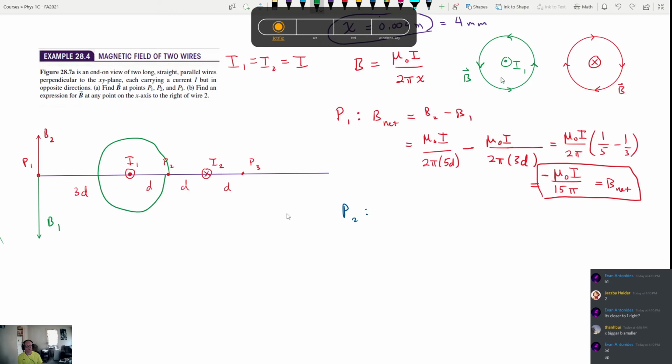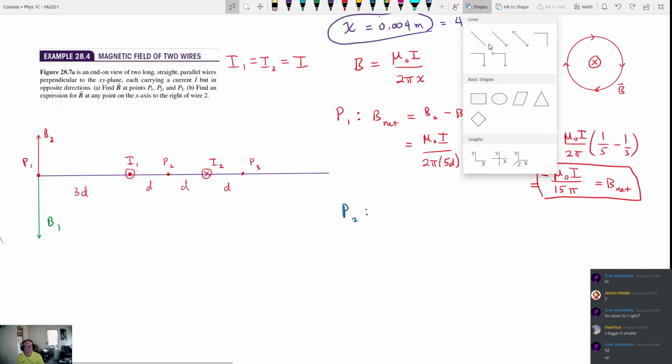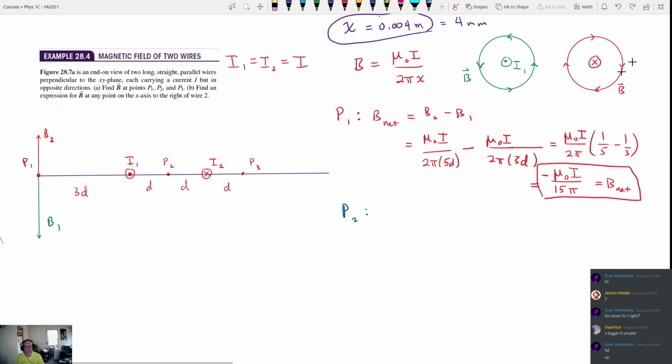You can also compare to this picture over here on the right. I know people in the past, what they've done on tests is they've drawn these two pictures and just used that as a way to help them out. Okay, so we know B1 goes up. And compared to the other B1 that I drew over there, it should be bigger because we're a lot closer to the current now. So that's B1.